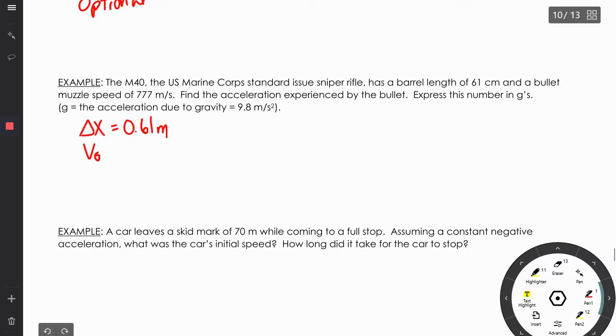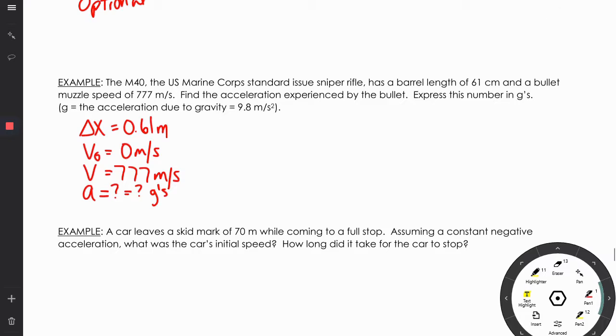So before we pull the trigger, it's moving at 0 meters per second. Then we pull the trigger, and then it's moving at 777 meters per second. And now we're going to find the acceleration experienced by the bullet, and then express this in number of G's, right? So they want to know how many G's this is equal to. G's is just like G-force. They're talking about how much it's being accelerated compared to acceleration due to gravity, which they tell you here is equal to 9.8 meters per second squared. On the AP test, if it's not given to you, you can actually use 10.